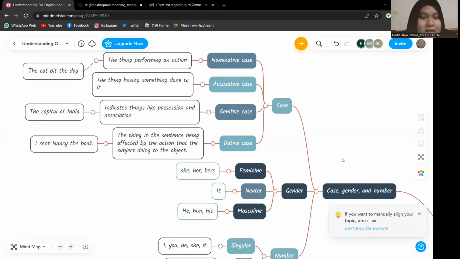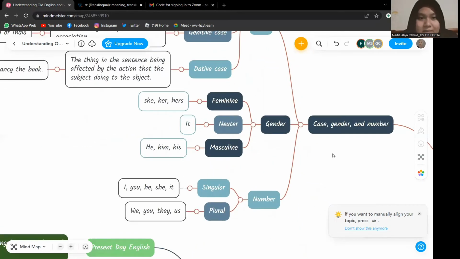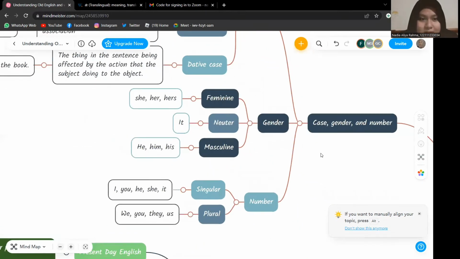Next is gender. Genders in Old English were feminine, masculine, and neuter. Every noun has a grammatical gender. It is just a way of categorizing nouns. In the case of Old English, classifying them into 3 groups: feminine, masculine, and neuter.